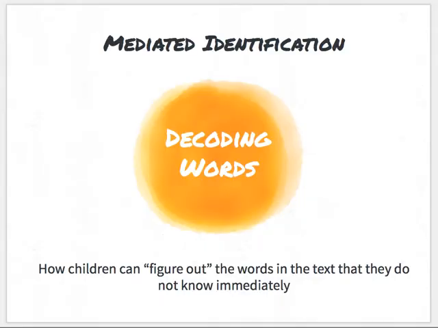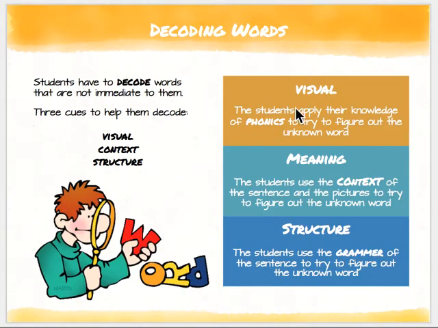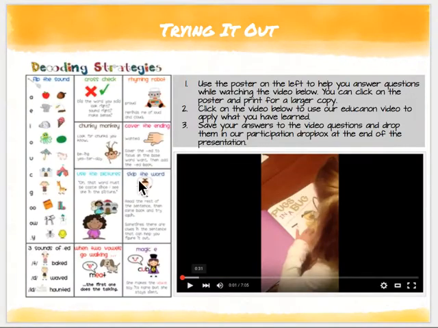Our last topic is decoding. This slide gives you a definition of how decoding works. Then I want you to try it out. So this poster right here can be clicked on, and that will take you to an external link where you can print the poster or just look at it a little bit bigger. Then click on our video, and this will take you to Educanon. You should not have to log in, but you may log in. Either way should be fine.